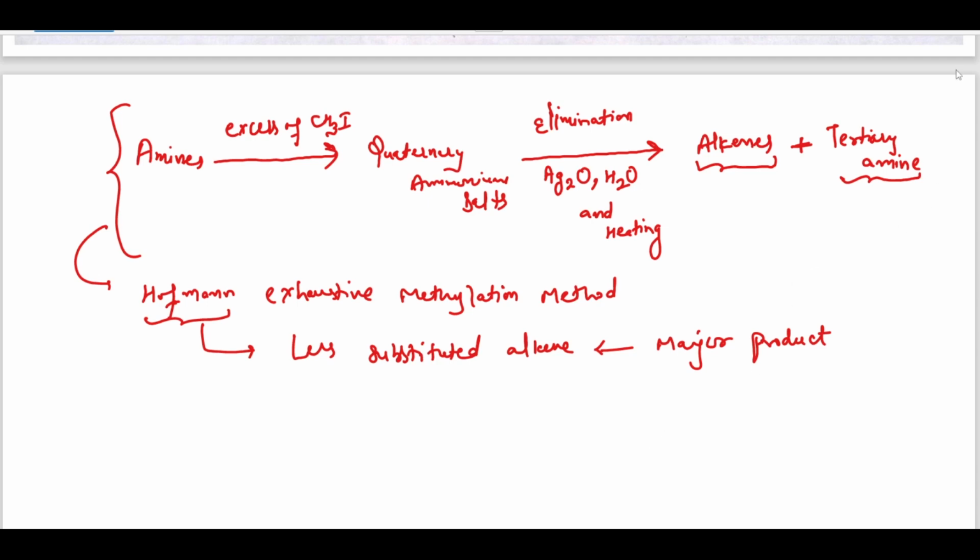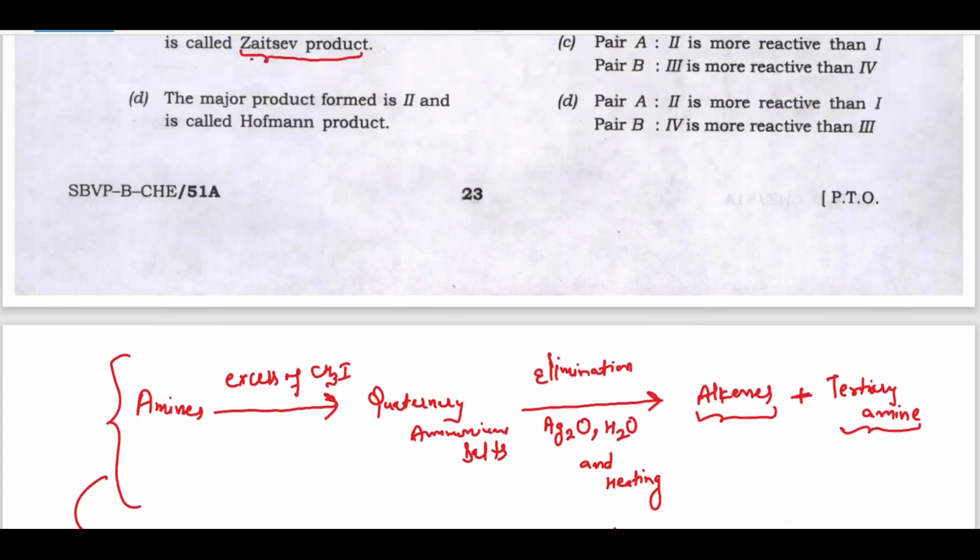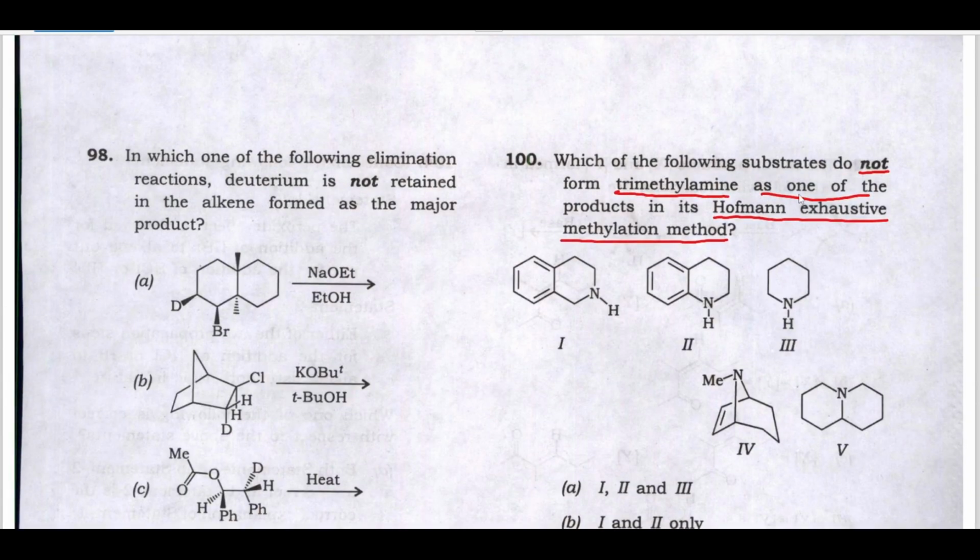The main thing is that they asked whether trimethylamine will be formed as one of the products or not. Actually, it depends upon the availability of a hydrogen atom on the beta carbon atom corresponding to the amine. If there is a beta hydrogen atom corresponding to the amine, in that case there may be a removal of trimethylamine.